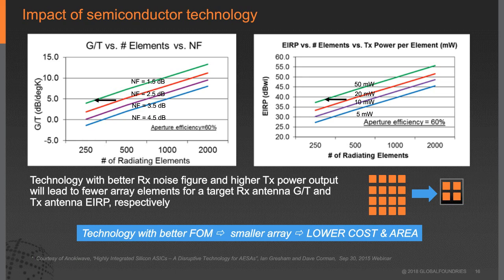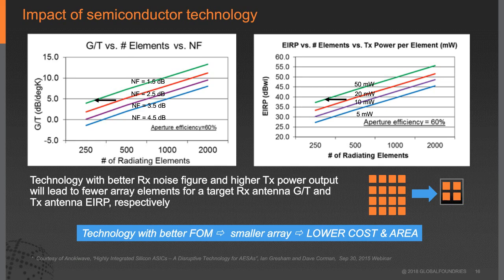Now let's look. So this was on the receive side, where noise figure is the figure of merit. On the transmit side, the figure of merit is the output power of your power amplifier, and how much is your effective isotropic radiated power? So let's take an example. You want your EIRP to be 40 dBW. For that, if you can have for each element a transmit output power of 20 milliwatts, then you would need roughly 500 radiating elements.